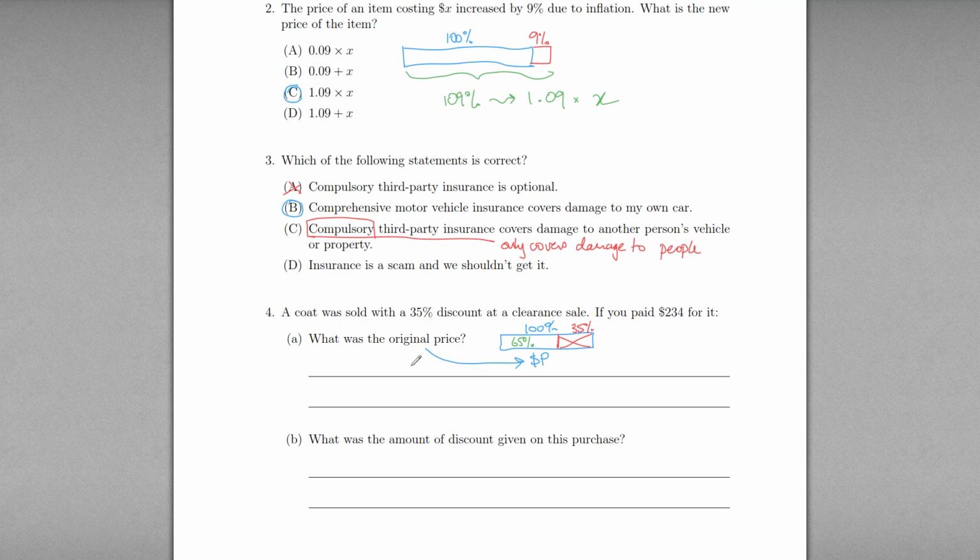Okay, so what we paid was only 65%, so 0.65 of the original price. That's how much we paid, because we had the 35% discount. But that is $234. And we want to know what's P now. Well, it's easy. How do you undo multiplication by something? You divide. So it must be 234 divided by 0.65. So we quickly do that, and we get $360.